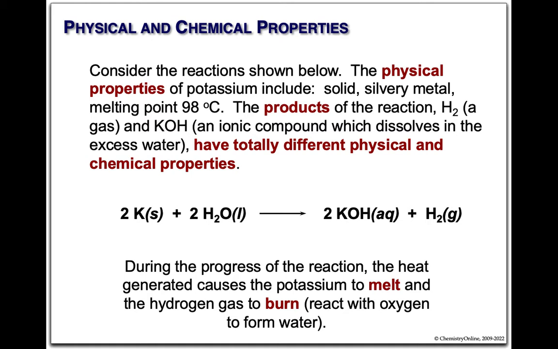2 potassiums, 2 potassiums. 4 hydrogens, 1, 2, 3, 4 hydrogens, 2 oxygens. Same numbers and types. In chapter 5, we will do this exercise. It's called balancing an equation. Lots of fun. This is a fun reaction too, because this gets so hot as it reacts that the hydrogen gas that's formed reacts with oxygen in the air and it burns. Kind of a neat thing to do.